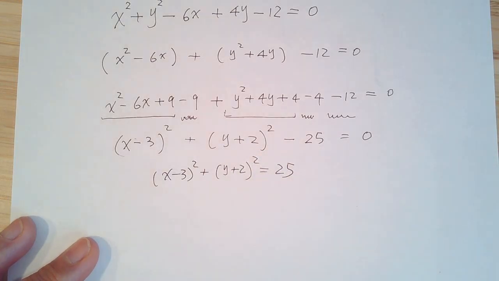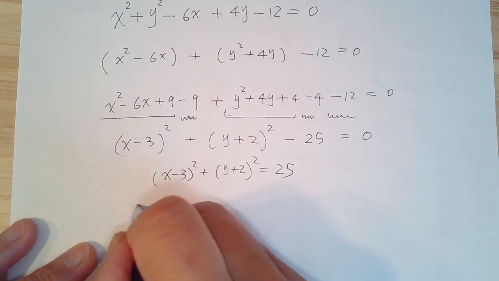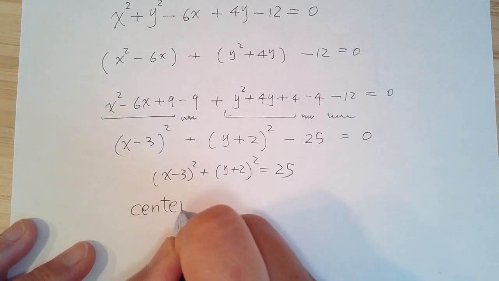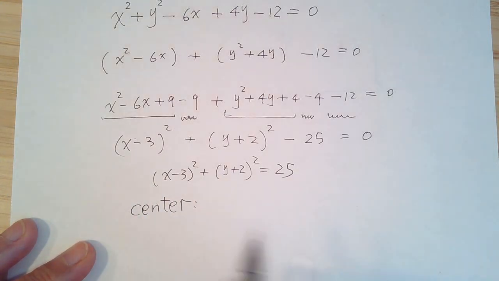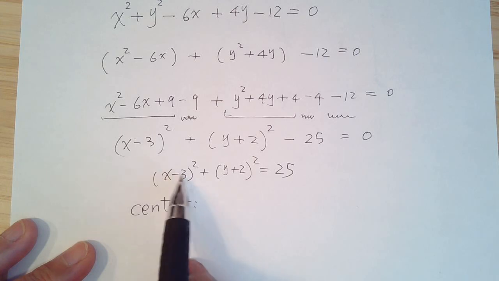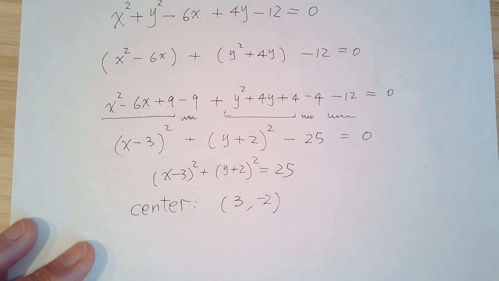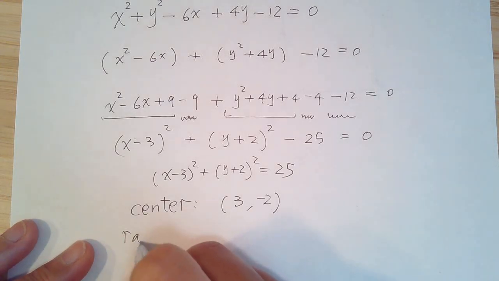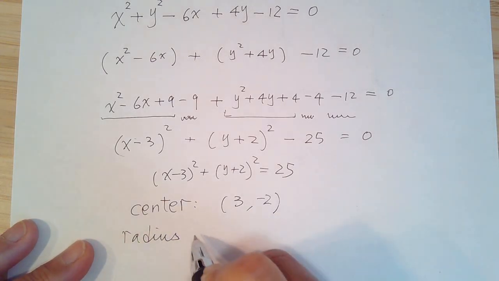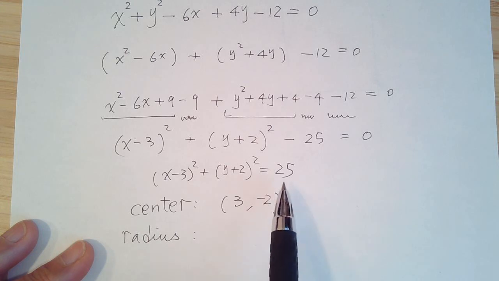Are you ready to give me the center? The center will be the opposite sign of that: (3, negative 2). That's the center. And what about the radius? Square root of this. Okay, don't forget to take the square root. 5.